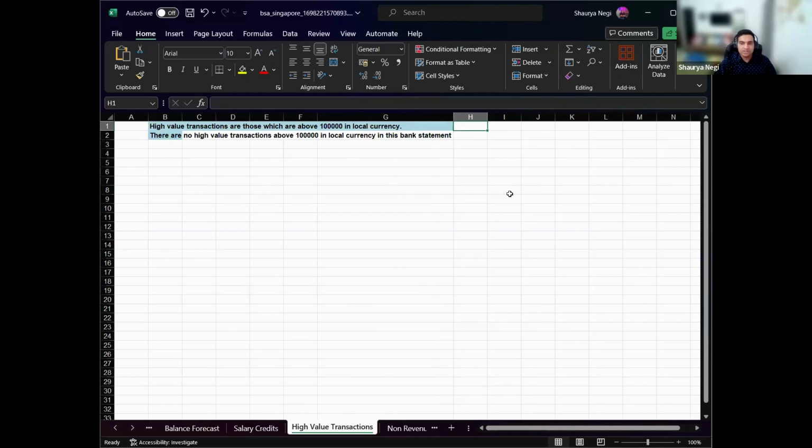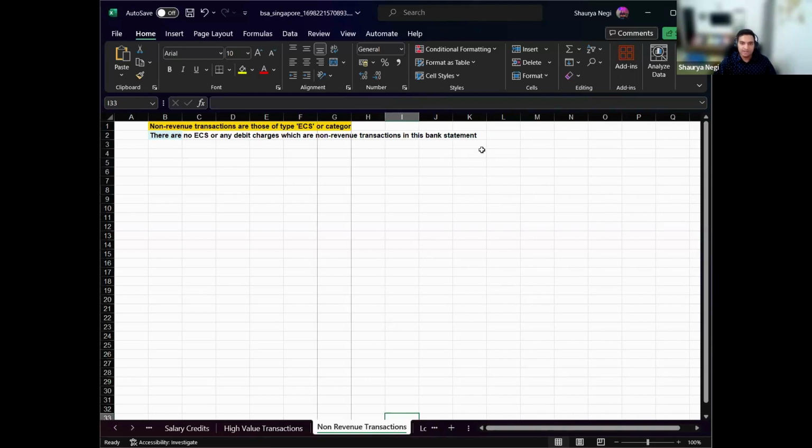So this depends on the country which you're using. If you are using the Vietnamese bank statement, it will showcase any transaction over 100,000 in local currency. The next two sheets are non-revenue transactions and loan analysis, right?